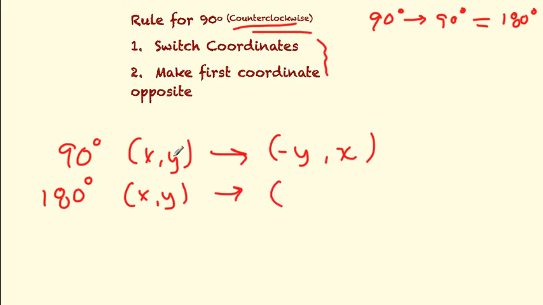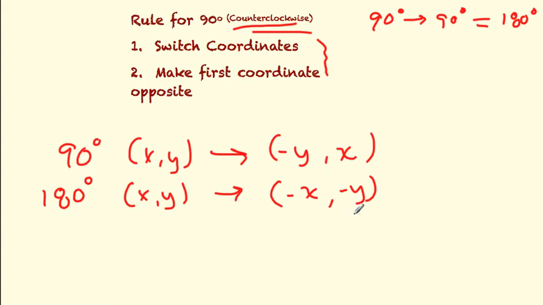So if I do that with the image of 90, if I rotate it 90 and then rotate this 90, I should get 180. So what will that look like? Switch the coordinates, make the first one the opposite. All right, so switched, made the first one the opposite down here.